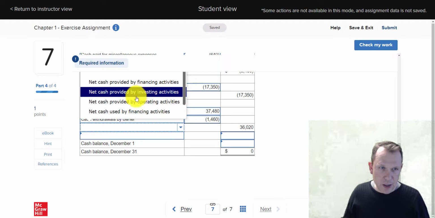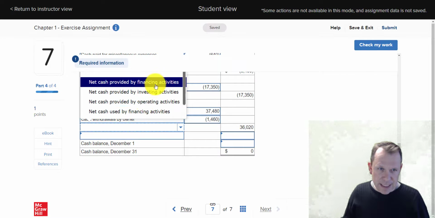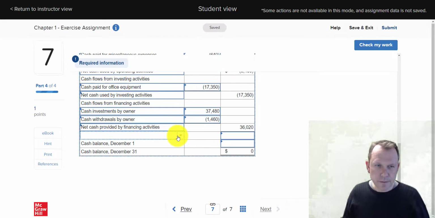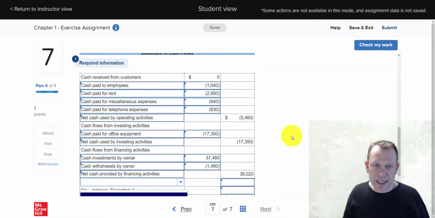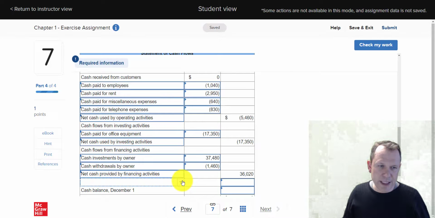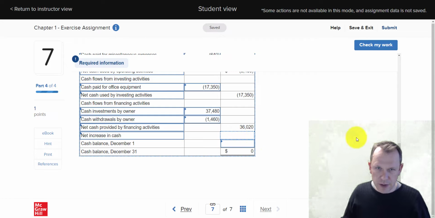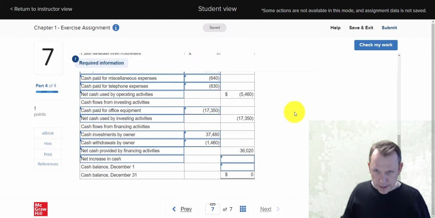And then we'll have cash provided by financing, right? Financing activities. Okay. So right here, this next line is going to be all three of these. So operating, investing, and our financing all added together. So it's going to be a net increase, I believe. Let's do the math here real quick. A net increase in cash.